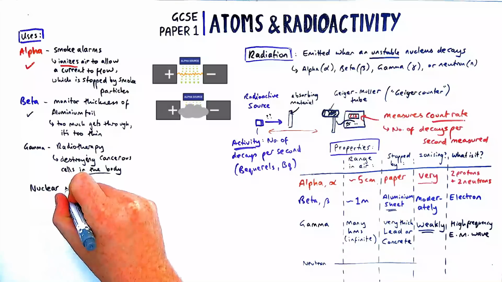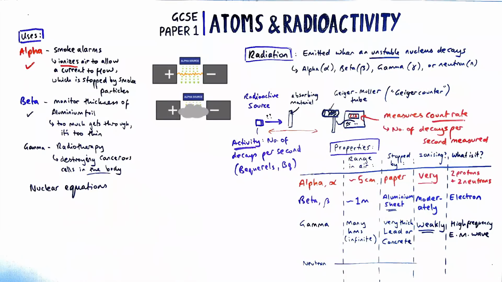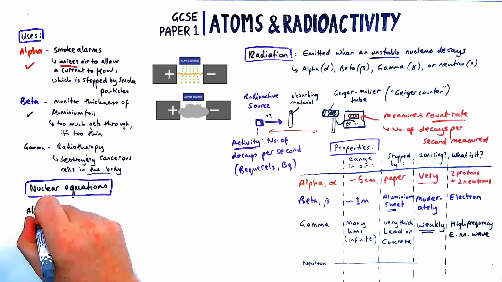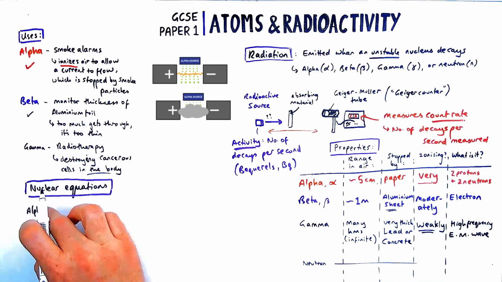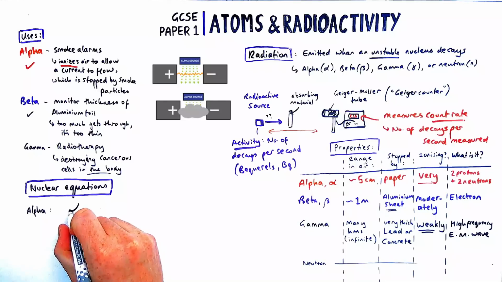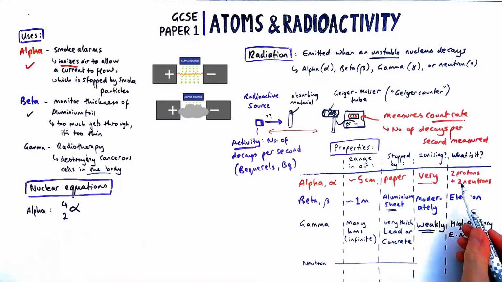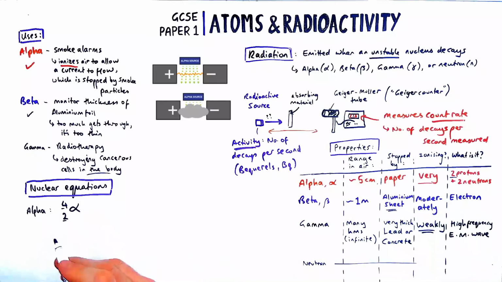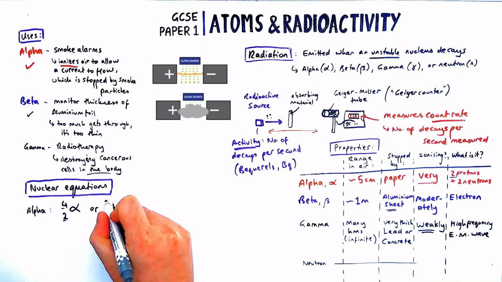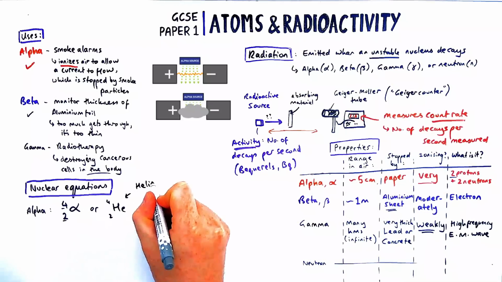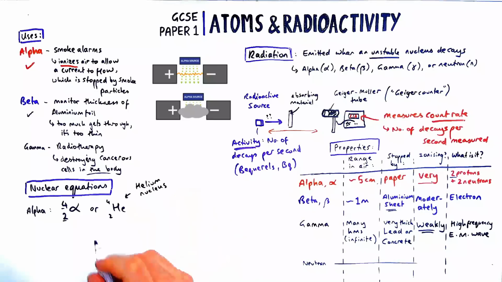Let's look next at nuclear equations. So we have a mass number and an atomic number for alpha radiation. An alpha particle has 2 protons and 2 neutrons, which means it's got an atomic number of 2 and a mass number of 4. You might notice this is exactly the same as helium, but it will be a nucleus of helium in this case, and you need to be familiar with using that instead of the alpha symbol.